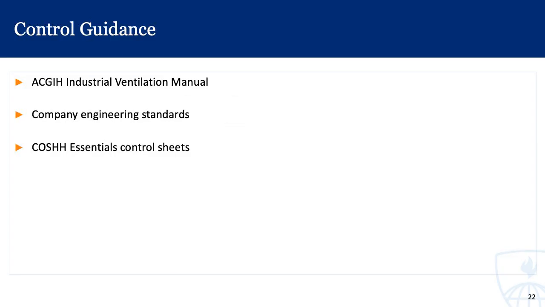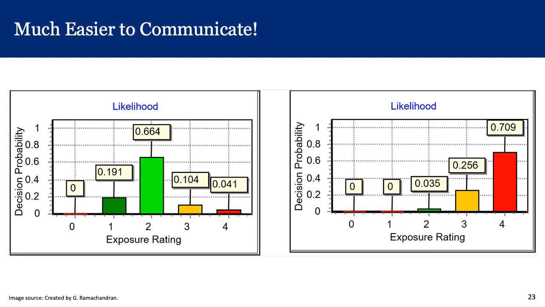But companies and institutions can also look at other manuals for guidance about what to do under different exposure decisions. So there is the ACGIH Industrial Ventilation Manual, there are internal company engineering standards, and there are these things called COSH Essentials Control Sheets. So there are a variety of resources to provide guidance on what controls to implement. The bottom line is that this is a much easier way to communicate our results and our decisions compared to the traditional statistics.